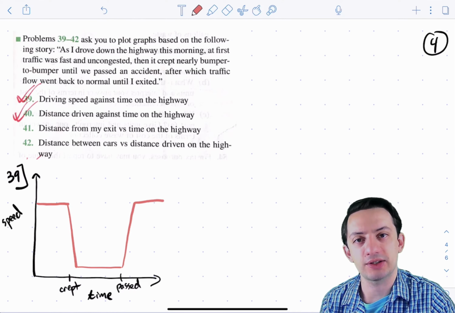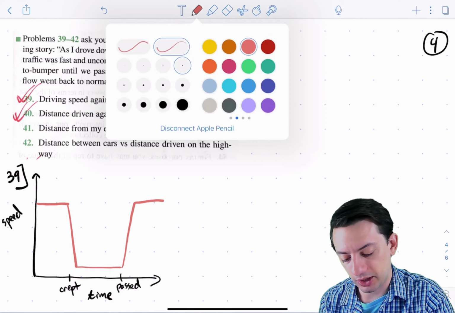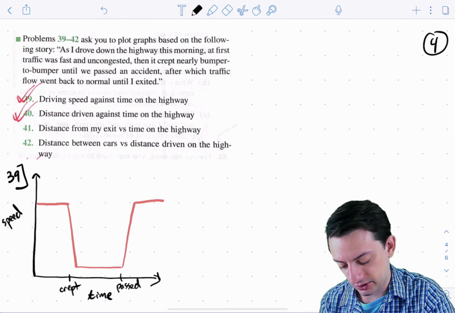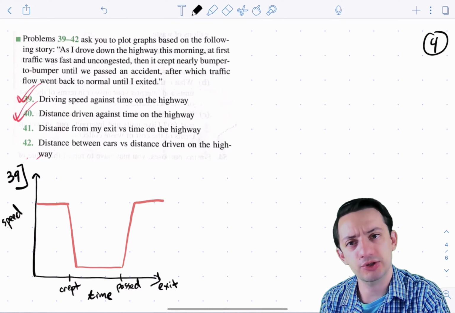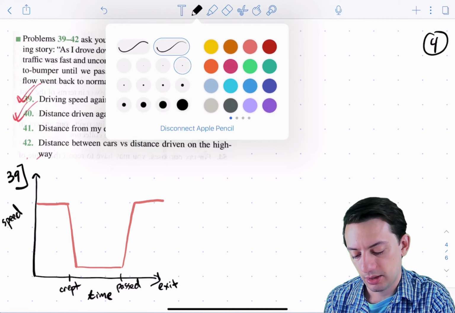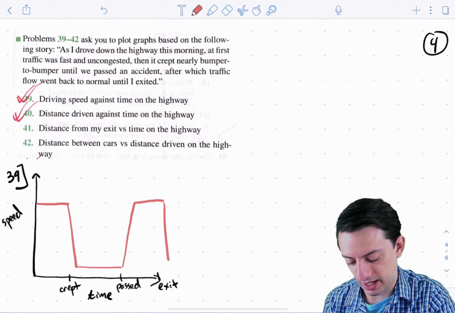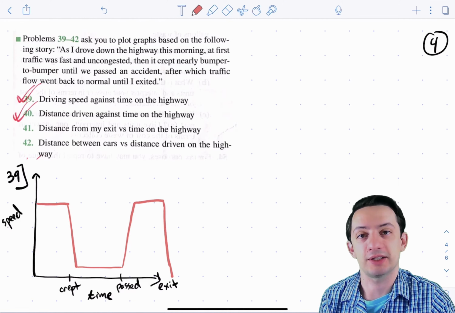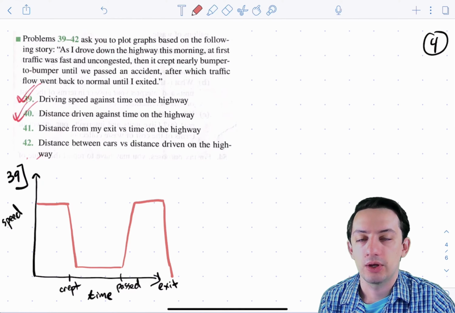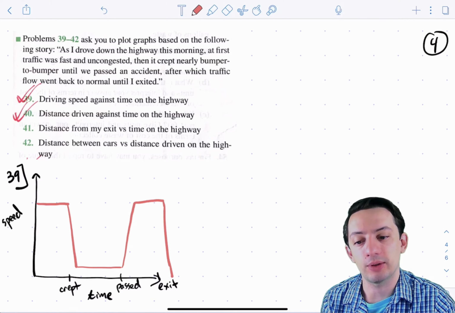We're not going to draw the exited part. I guess we can. What does it look like when you exit a highway? Well, you obviously have to slow down. I'm not sure that they intend for us to draw this, but you have to slow down to exit the highway and probably stop at some point before you turn onto the next street. So this is what the graph for number 39 looks like.